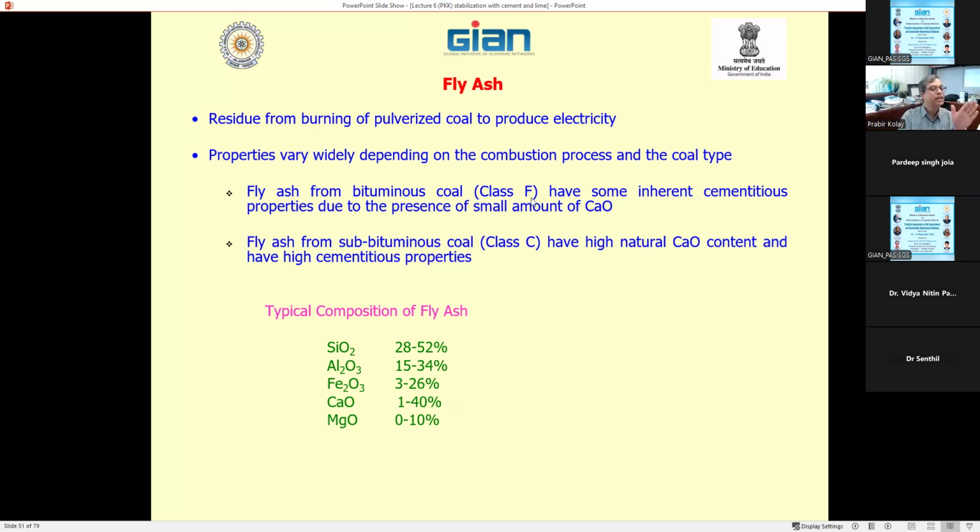So again, you need to understand class F and class C. You first need to do X-ray fluorescence spectroscopy to find out the different chemical compositions. In most cases, for class F, you look at silica, alumina, and iron. If it is more than 75%, that is class F. If silica, alumina, and iron is less than 75%, less than 70%, or mostly 50%, then it is called class C, and the calcium is higher in that. In class F, calcium is lower, nearly 5 to 7%.